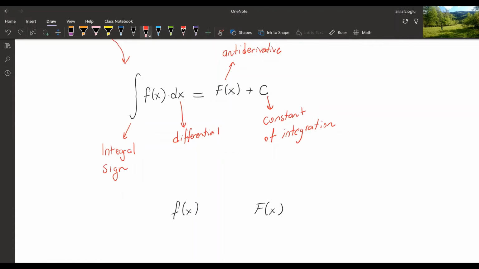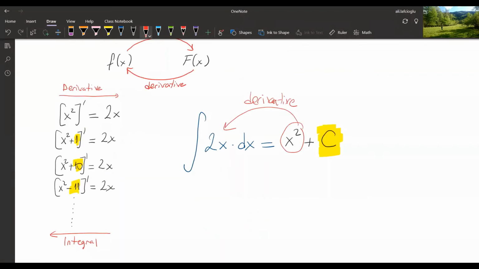If this is f of x, here we have capital F of x. Now this is the relation. When you take the integral, you will get this. When you take the derivative of capital F of x, you will get f of x. So the integral gives the antiderivative. When you take the derivative of the antiderivative, you will get the function itself. So this part was the definition. Now the second part.